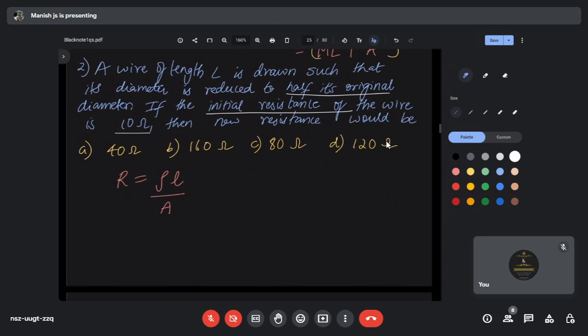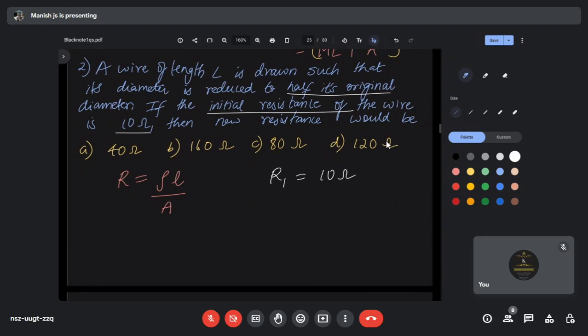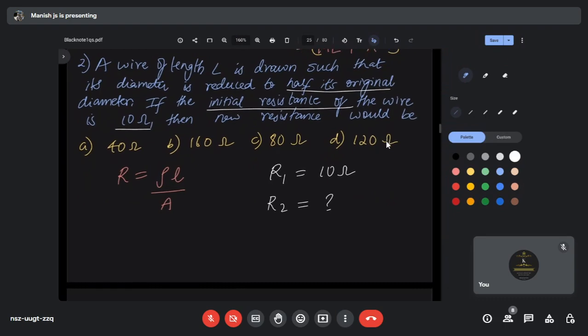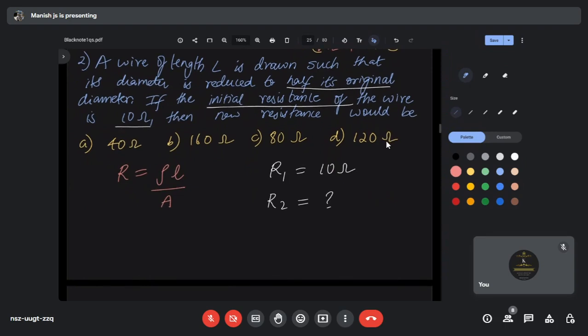So what is 10 ohms? 10 ohms is R1 or is it R2? R1, sir. Okay, R1 initially. So R1 is 10 ohms. Okay, so they're asking what is R2? That is, what happens after the diameter becomes half, that is the question. So that is what they're asking. So now let us analyze this question. So R1 is the initial case.